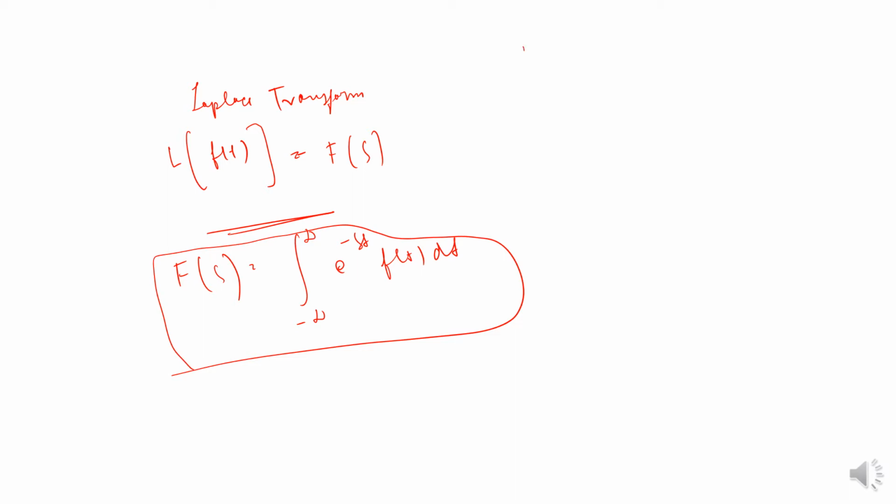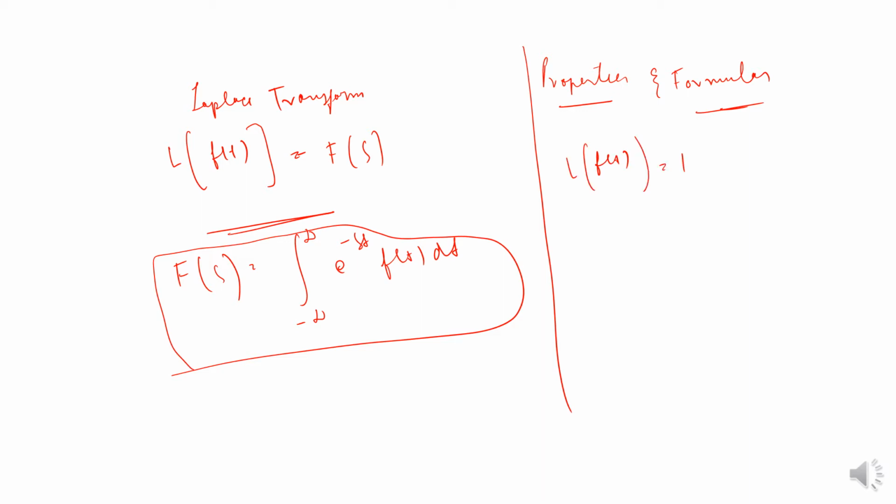Now we will see some properties and formulas, and we'll also solve some questions, then it will make things clear, right? So as I was saying, if I have a function f of t, then the Laplace transform is represented like this, and it is written as F of s. And the basic formula for F of s is the integral from minus infinity to infinity of e power minus st f of t dt.